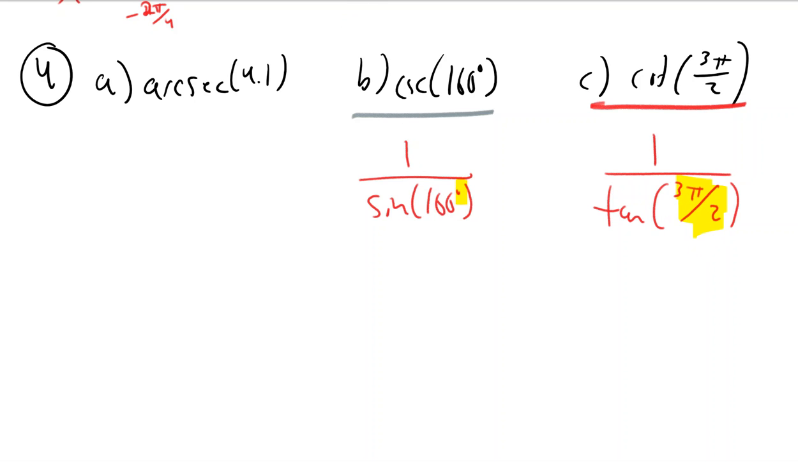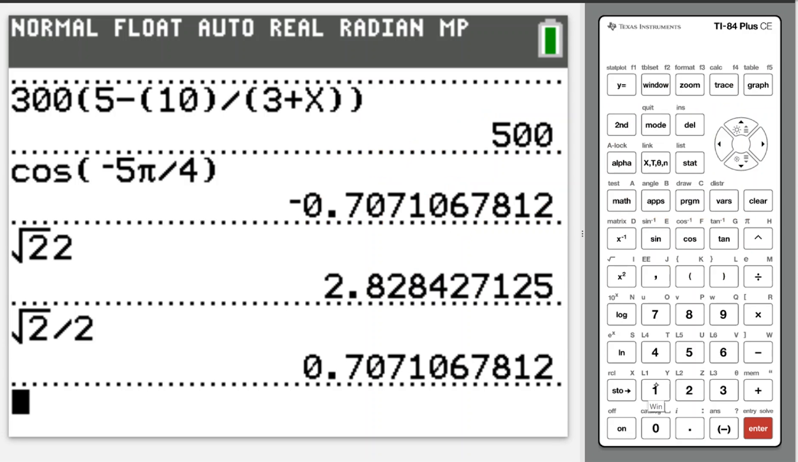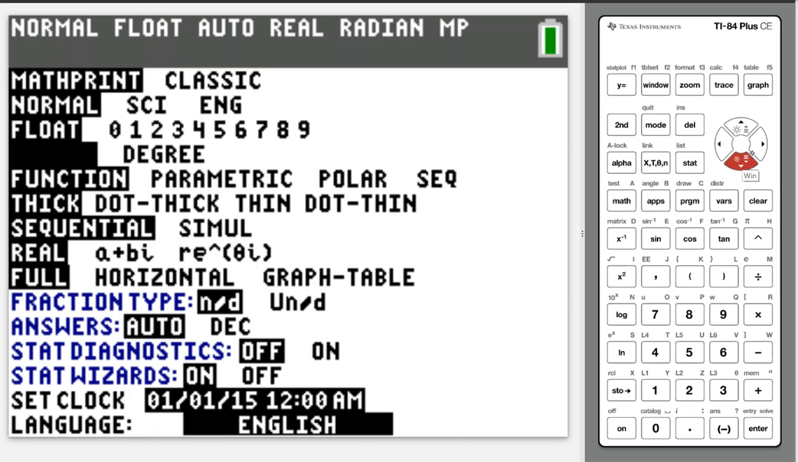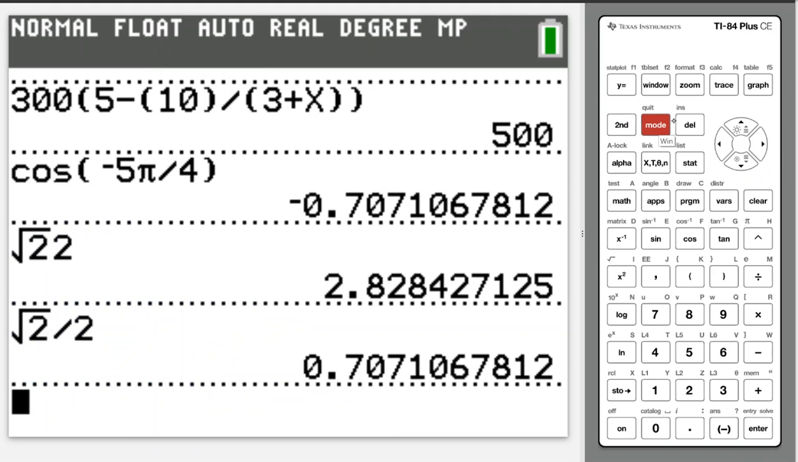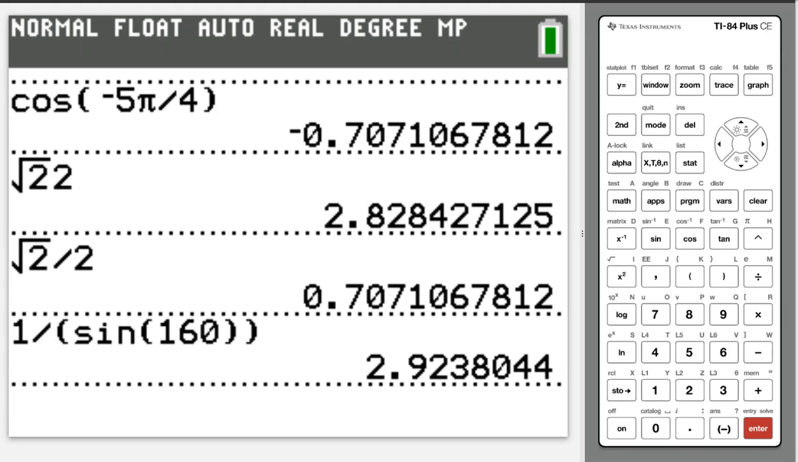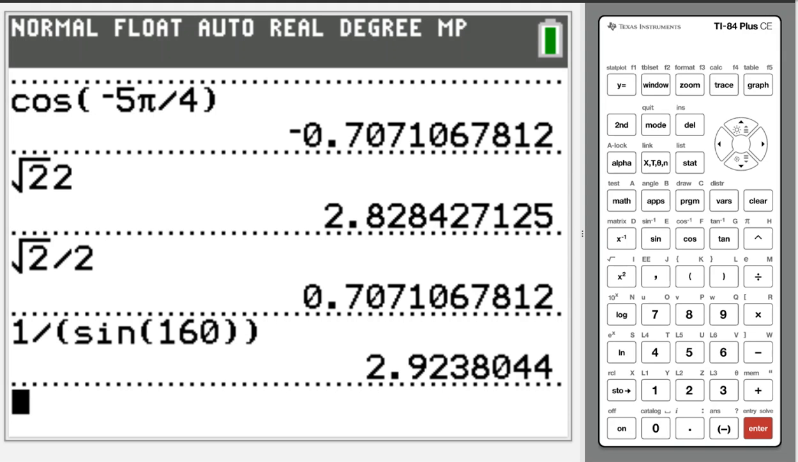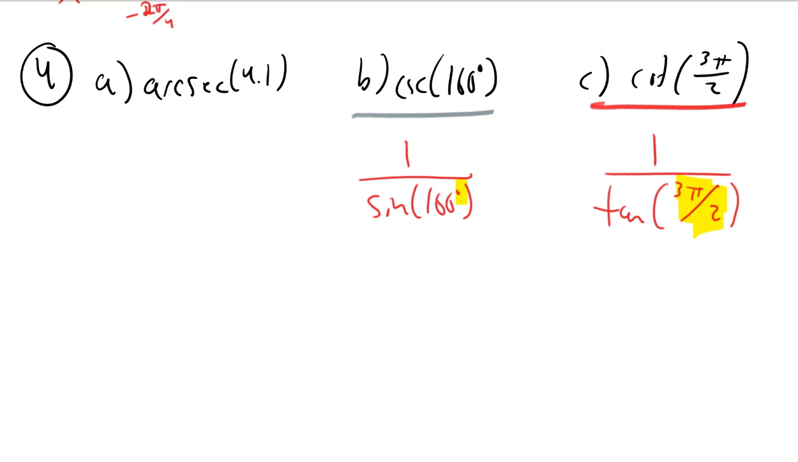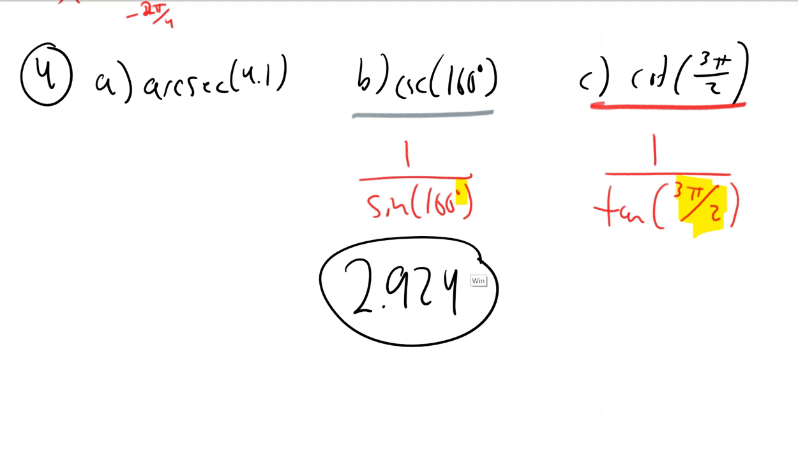For part B, our calculator needs to be in degrees because this is 160 degrees. So, mode, third option down, we want to know the cosecant of 160. So about 2.924. This is 2.924.